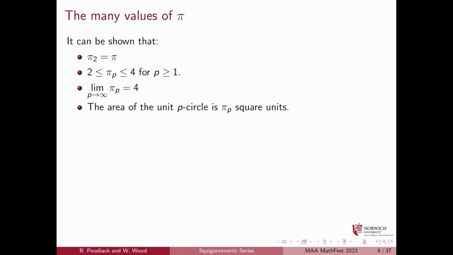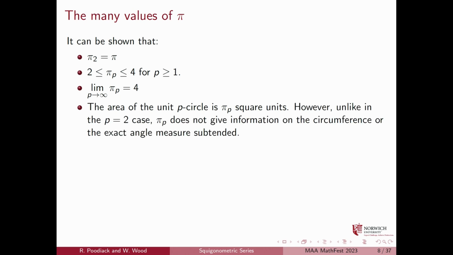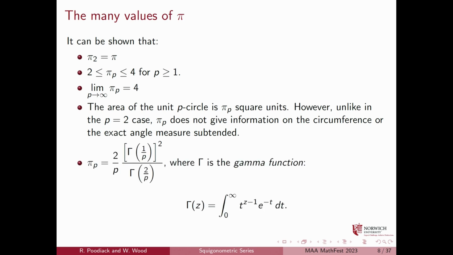The area of the unit p circle is pi sub p square units. However, unlike in the p equals 2 case, pi sub p does not give direct information on the circumference or the exact angle measure subtended. You get all that when p is equal to 2.